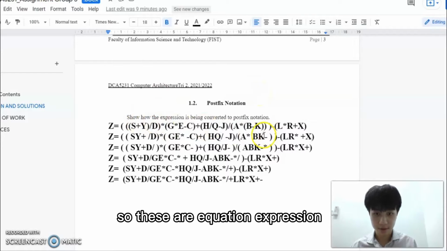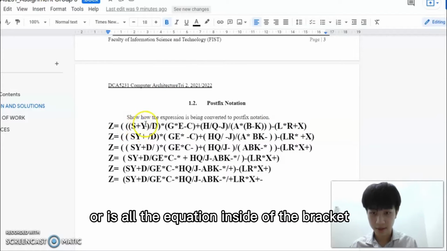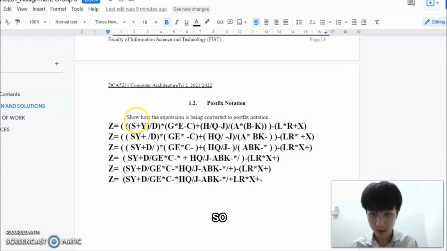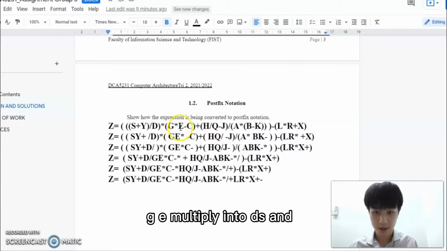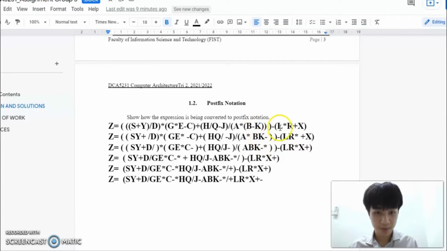So this is our equation expression. First, we'll do everything inside the brackets, and the multiply and divide. So S plus Y into this, and G multiply E into this, and H divide Q into this, and inside the bracket, B minus K into this, and L multiply R into this.